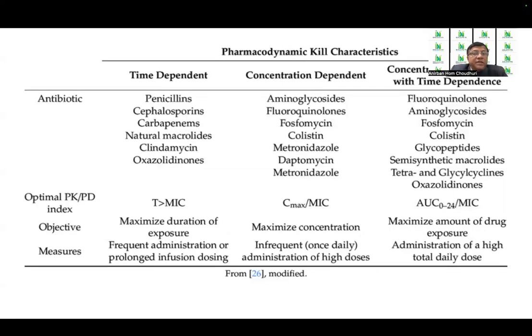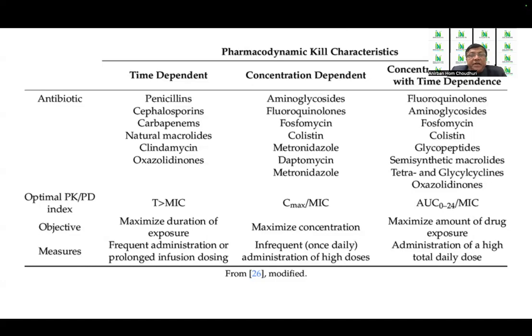So, whenever we consider some antibiotics like penicillins, cephalosporins, carbapenems, macrolides, we primarily have to understand that these have a time-dependent killing. Whenever there is time-dependent killing, the optimal PK/PD index is T greater than MIC. So we have to maximize the duration of exposure, and therefore frequent administration or prolonged infusion dosing should be done so that the antibiotic level in the blood remains above the MIC for the maximum period of time.